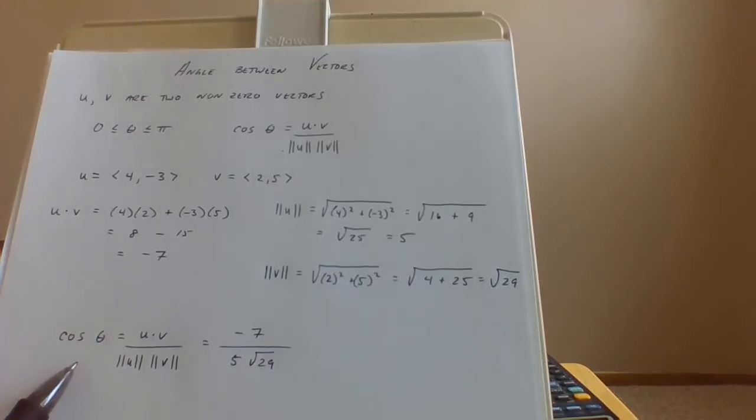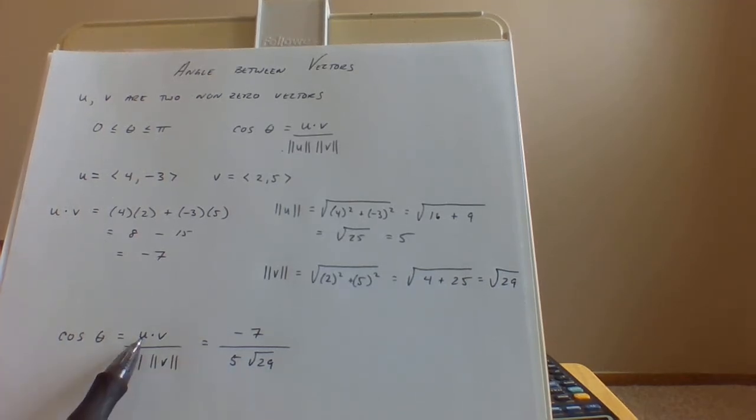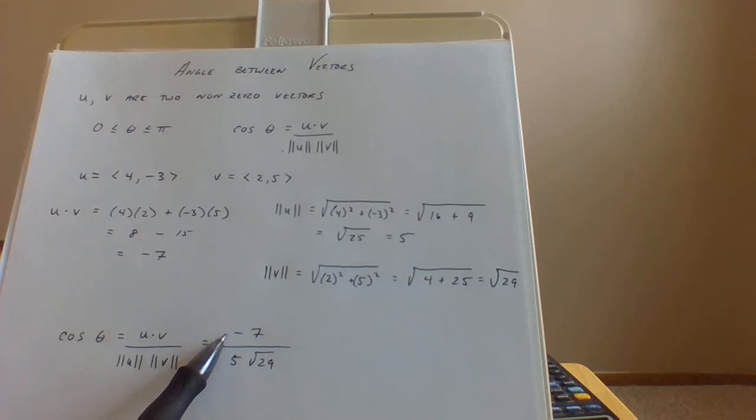I went back to our formula and plugged in the pieces that we know. The dot product of u and v gave us -7, and on the bottom we have the magnitude of u and the magnitude of v. Those two pieces are being multiplied together, so 5 radical 29 will be our denominator. Now let's go ahead and do inverse cosine of both sides to get our angle measure.